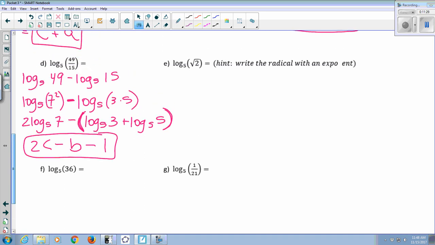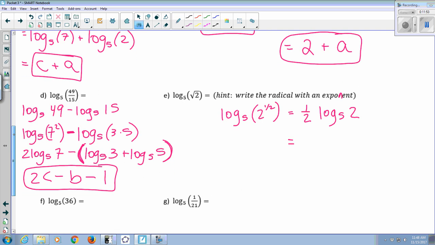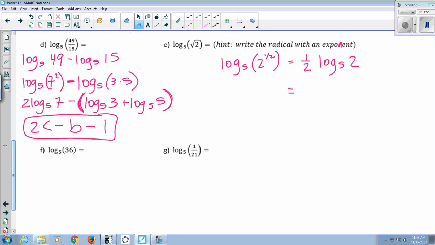Log base 5 of the square root of 2. Hint, rewrite the radical with an exponent. It's weird that that n is missing. Okay, so this is log base 5 of 2 to the 1/2. Use the power rule to bring the 1/2 down in front. 1/2 times log base 5 of 2. Log base 5 of 2, I'm pretty sure is A. So this is 1/2 A, or A over 2.